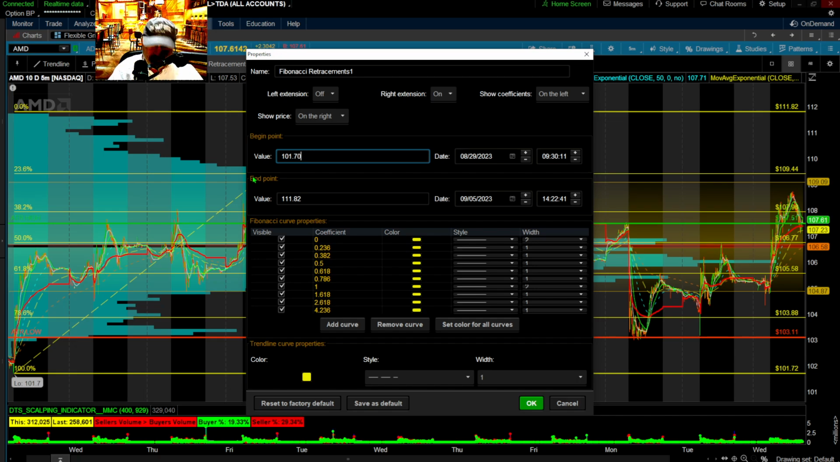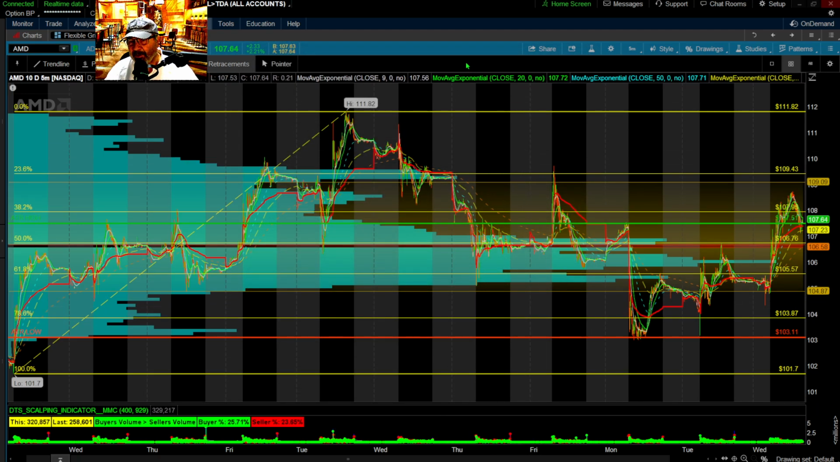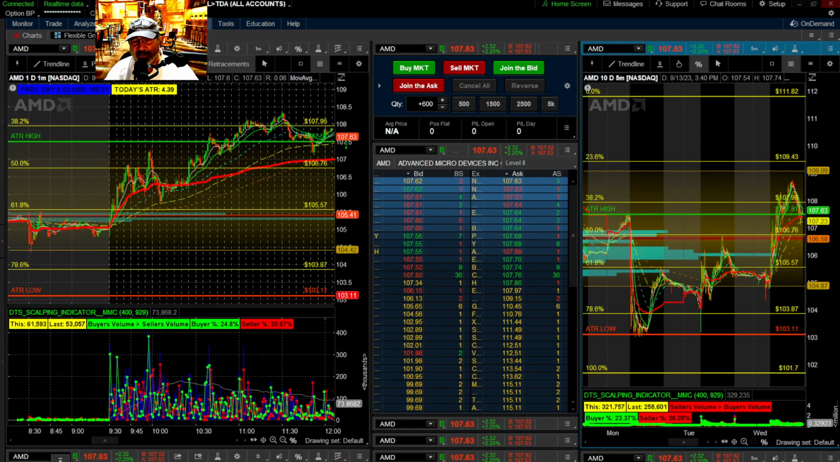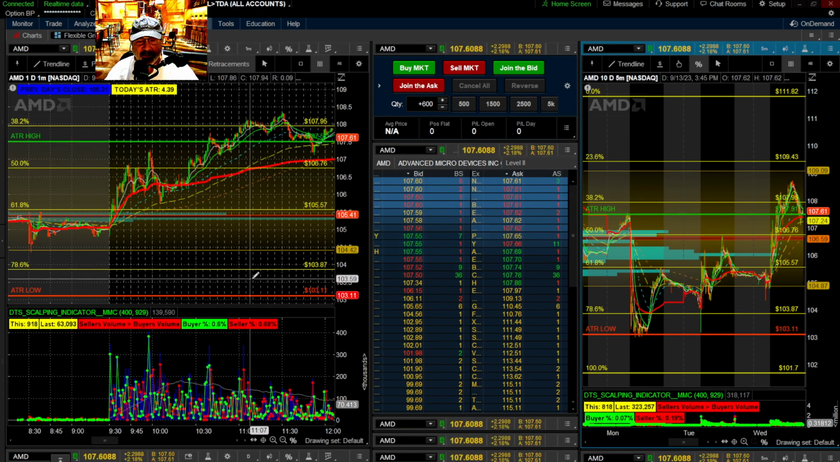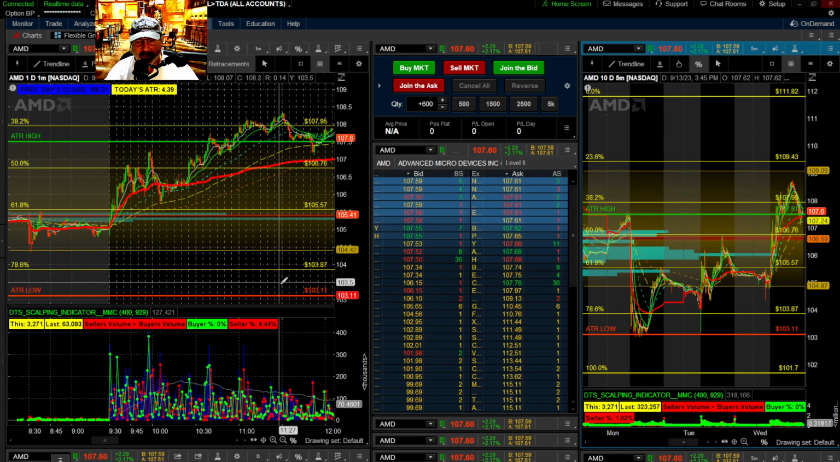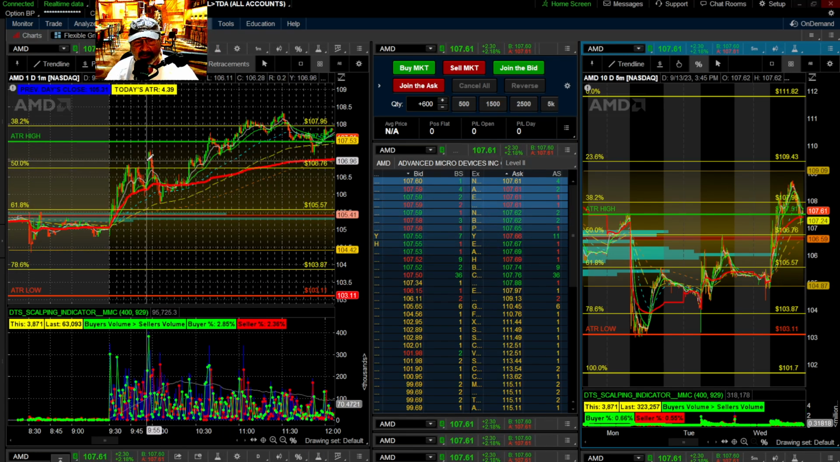My microphones. I still have to look at my keyboard, guys. So we're going to go ahead and keep that yellow. That's our first Fibonacci. And you can see that some of those lines, three of them, 1, 2, 3, are within the ATR high and low. So these are going to be support and resistance lines.